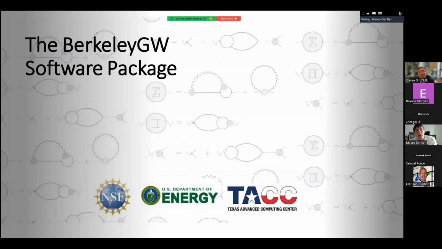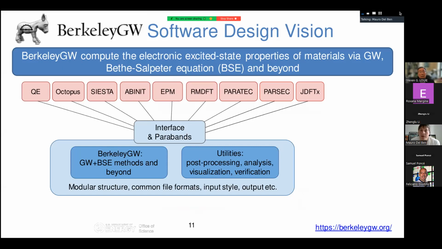All right, so let me give you an overview of the software package we're going to use today and tomorrow. And here is a little bit about the design and the vision we have in developing our software package.